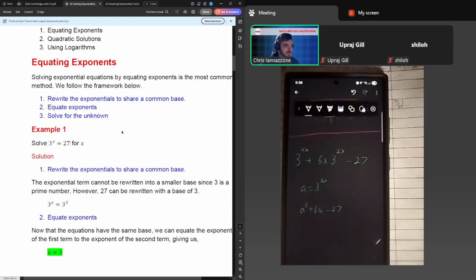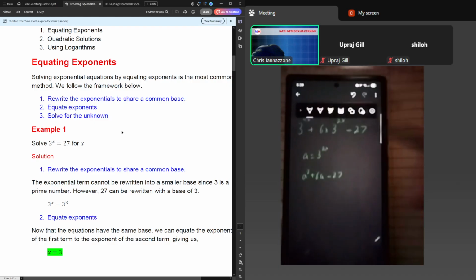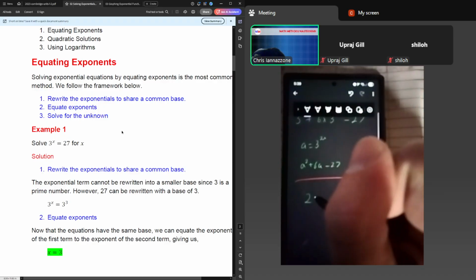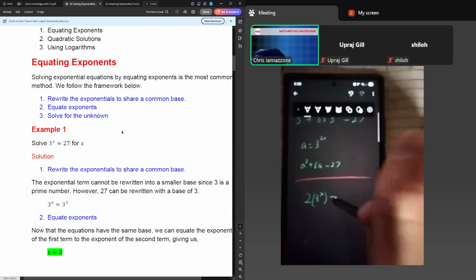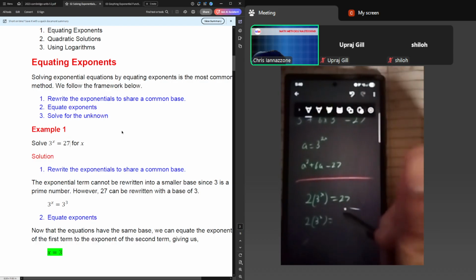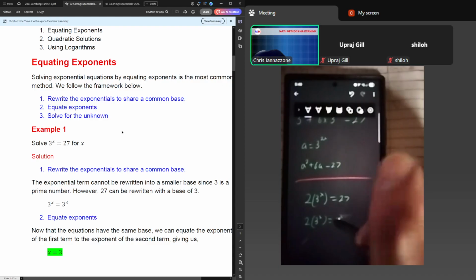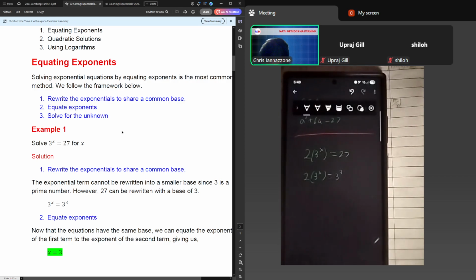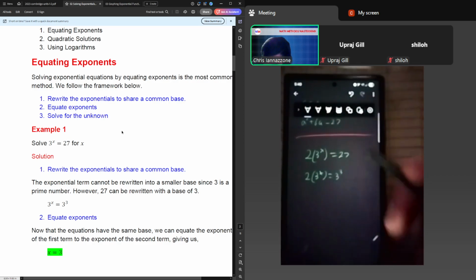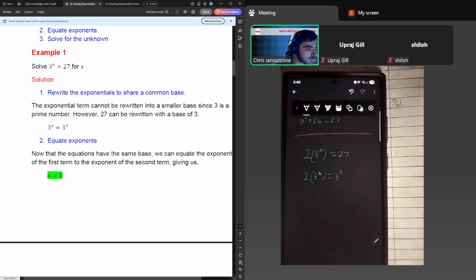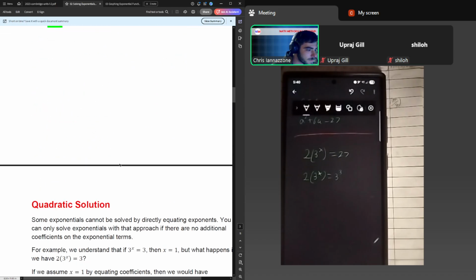Because even something as simple as just saying, sure, we have 3 to the x equals 27, but if we now had, and if I draw this out, if we now had 2 times 3 to the x equals 27, suddenly when we do our method, it's not going to quite work out, because now we're saying 2 times 3 cubed equals 3 cubed, which we obviously shouldn't do. So all that to say, when you have those coefficients, decently likely that equating exponents can break, and so you have to rely on another method.